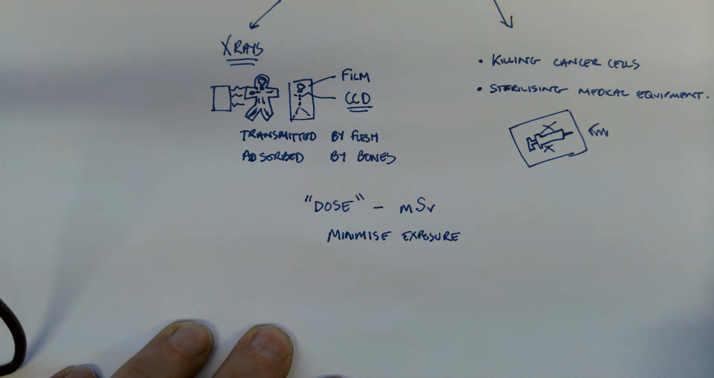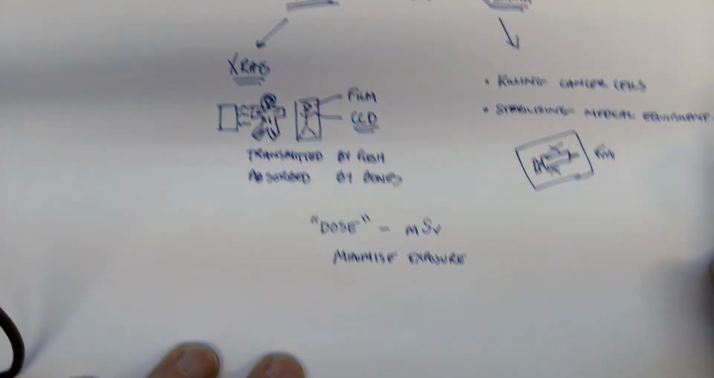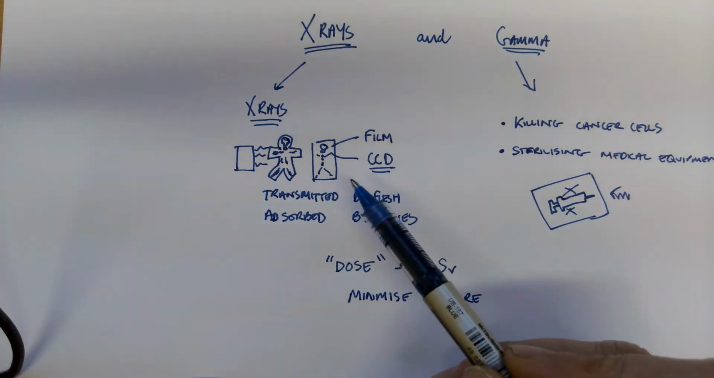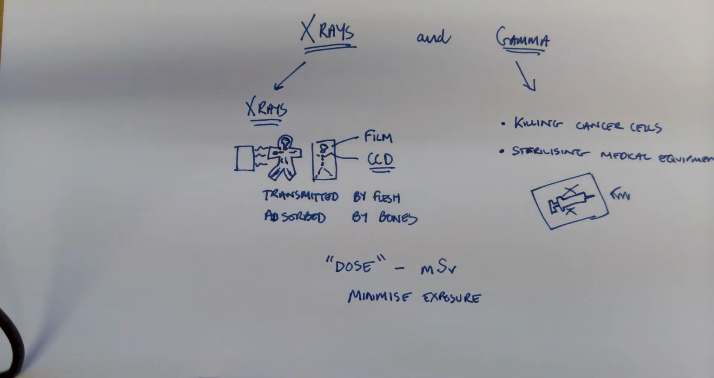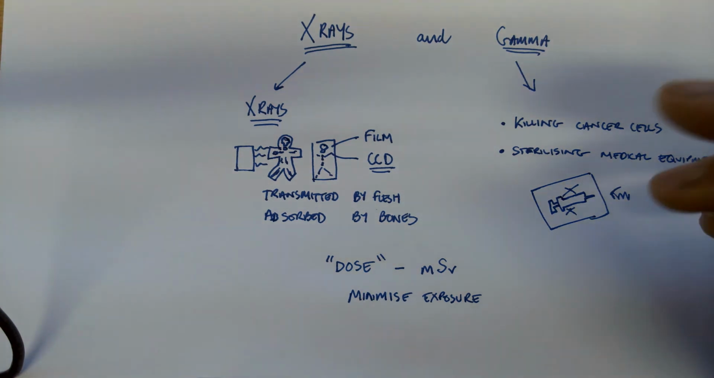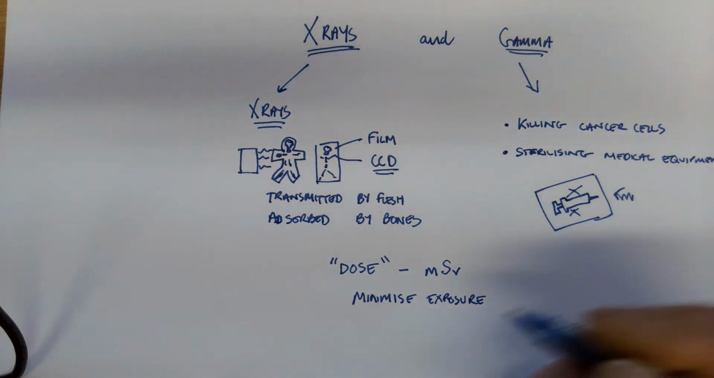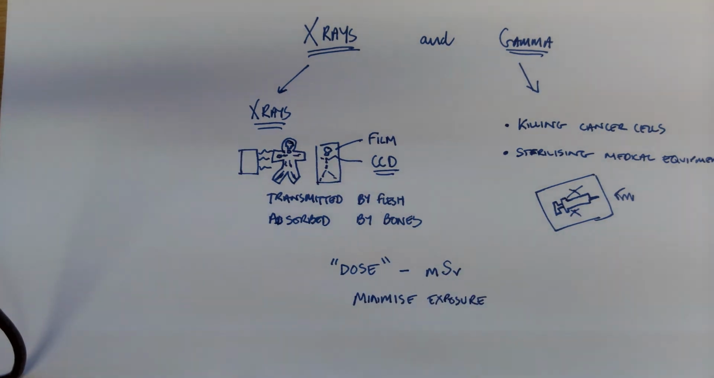So for example, if you went to the doctor's and you had an X-ray, the doctor wouldn't stay in the room with you because they would not want to be exposed to the X-rays unnecessarily. You don't really want to be exposed to the X-rays either, but the benefit of having the X-ray done is going to outweigh the risk of not having it done and outweigh the risk of being exposed to the X-ray. So you need to take that into account as well.